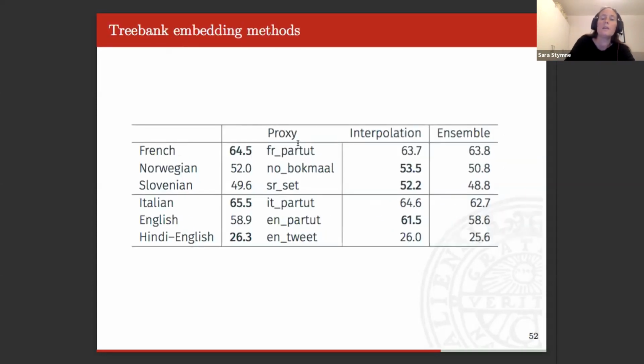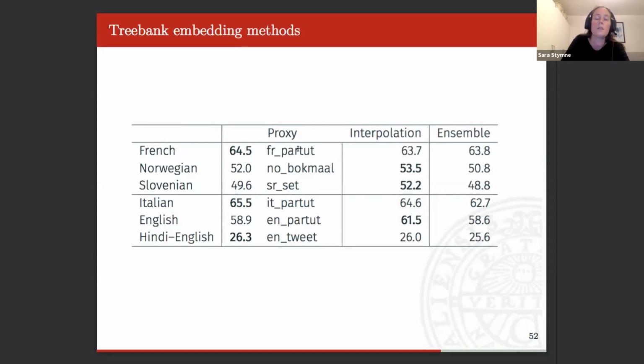And here we compare these 3 methods: the proxy treebank, interpolation, and ensembling. We see that ensembling isn't always successful. In all cases, either interpolation or a proxy treebank gives the best results. The interpolation is never too far off, and sometimes it is much better than the other methods, especially for Slovenian and English. And interpolation is the most efficient method, so that's very positive as well.